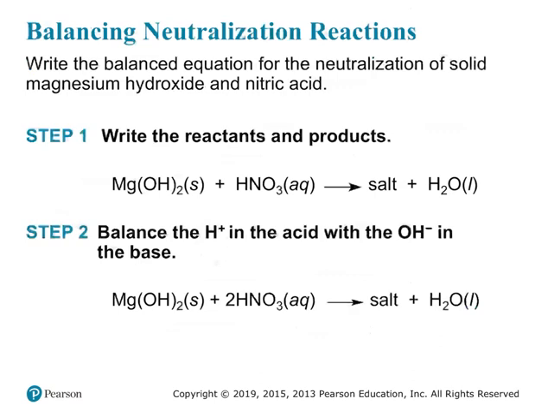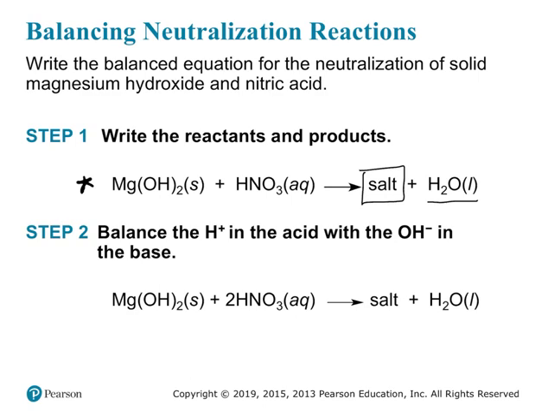Okay, so now let's talk about how to balance neutralization reactions. There's a little trick you can use to balance these types of reactions. For instance, let's say we have magnesium hydroxide reacting with nitric acid. Now we know that we have an acid and a base, so we know that one of our products will always be liquid water. And then we just have to figure out what is the salt that forms.